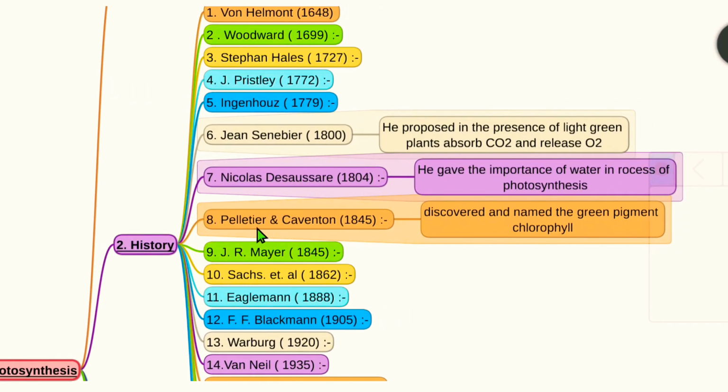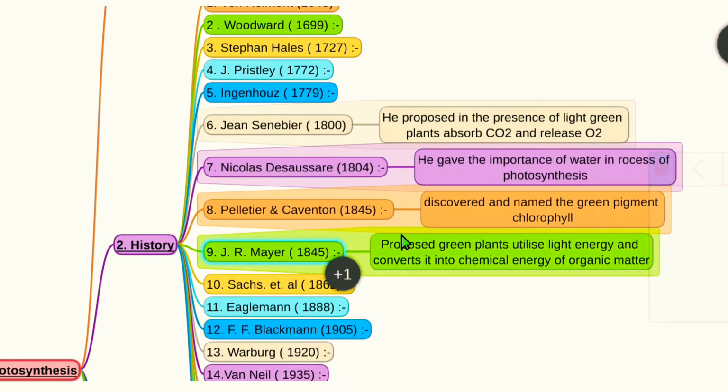Next one is Pelletier and Caventou. In 1845, they discovered and named the green pigment chlorophyll. Who discovered the chlorophyll? Pelletier and Caventou in 1845. Next one is J.R. Mayer. In 1845, he proposed that green plants utilize light energy and convert it into chemical energy of organic matter.